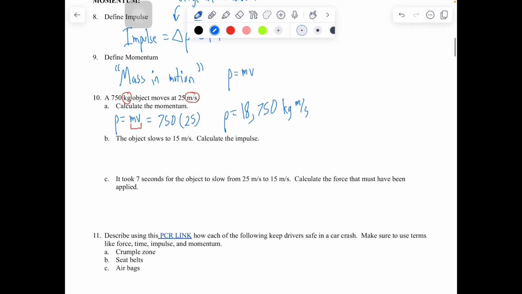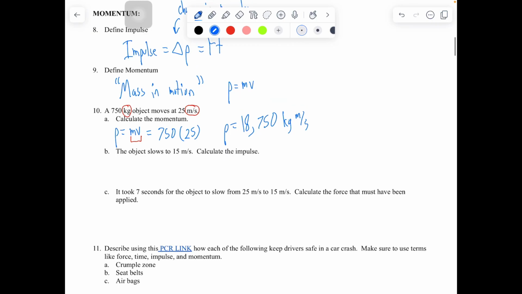B. The object slows to 15 meters per second. Calculate the impulse. Well, impulse is a change in momentum, right? We know this. We're looking for delta p. We know delta p is equal to force times time. That's well and good, but we don't have a force. We don't have a time. How are we going to solve this?